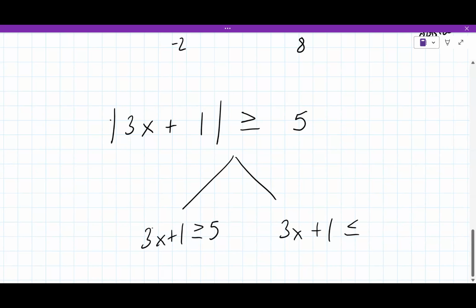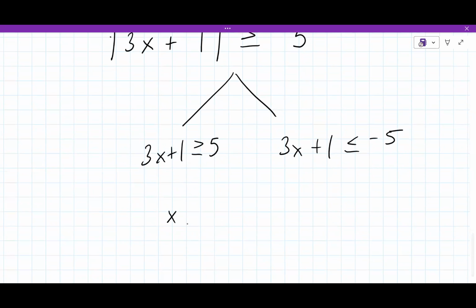Make sure you flip and negate the one on the right. That's the most important thing. So x is from 2 up to and including 4/3. Okay, so x is greater than or equal to 4/3, or what does the other one become?